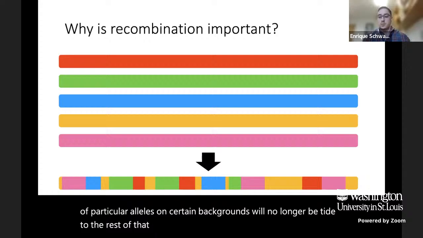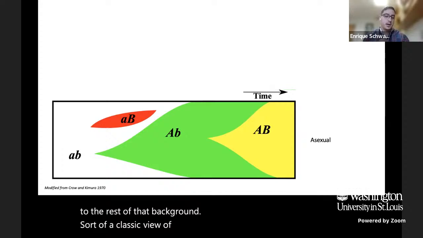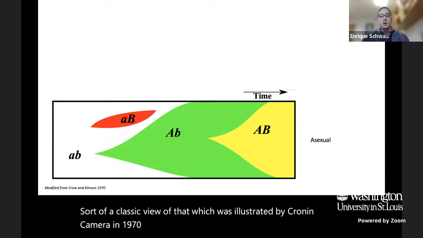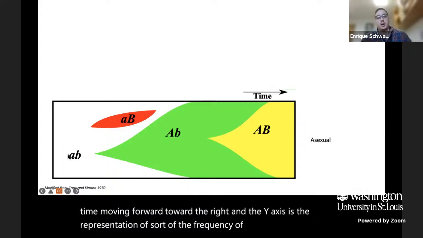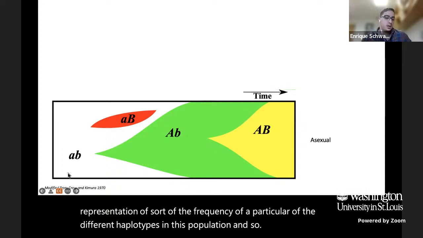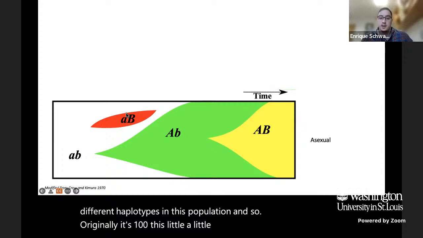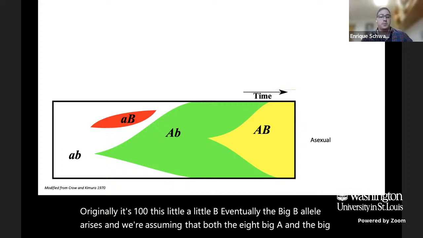A classic view of that, which was illustrated by Crow and Kimura in 1970, is represented in this figure, where the x-axis is time moving forward toward the right, and the y-axis is a representation of the frequency of the different haplotypes in this population. Originally it's 100% little A, little B. Eventually the big B allele arises, and we're assuming that both the big A and the big B allele are beneficial, but that the big A, big B haplotype is the most beneficial.